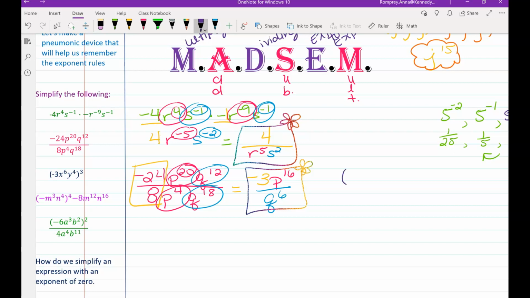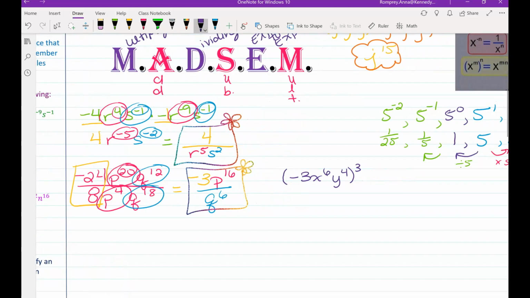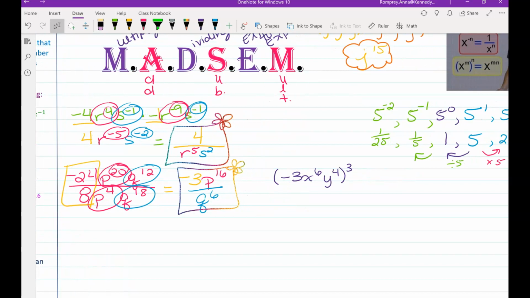We have negative 3x to the 6th, y to the 4th, cubed. Now notice, what is being cubed? Everything in the parentheses. So we could literally write negative 3x to the 6th, y to the 4th times negative 3x to the 6th, y to the 4th times negative 3x to the 6th, y to the 4th, because there are 3 groups of them.